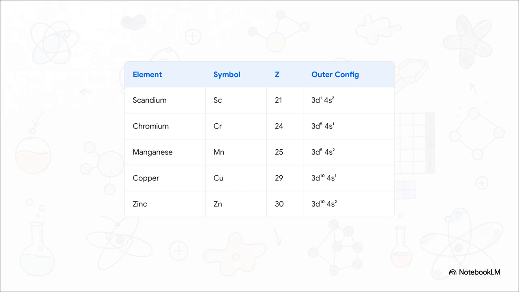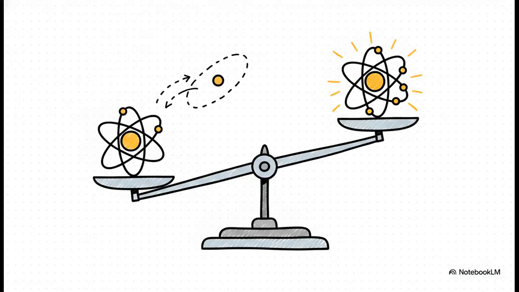And listen, test makers absolutely love to trap you on exactly why this happens. If we just blindly follow the rules, chromium would be d4 and copper would be d9. But nope, the energy gap between the 3d and 4s orbitals is just so incredibly small that an electron basically shifts over. Chromium steals an s electron to become a half-filled d5, and copper steals one to become a fully filled d10. But why? Well, the real underlying reason for this stability is a little something called exchange energy.